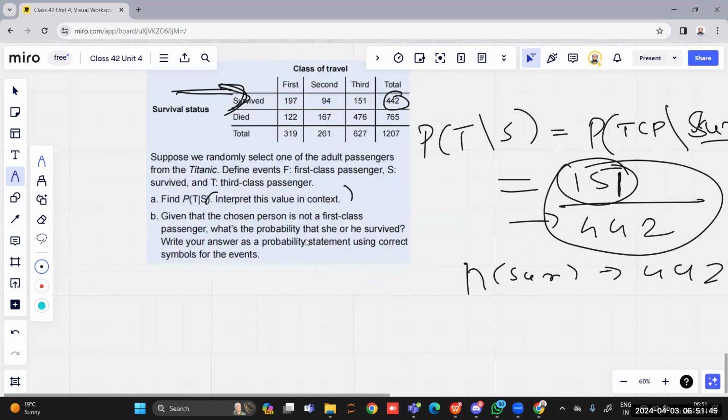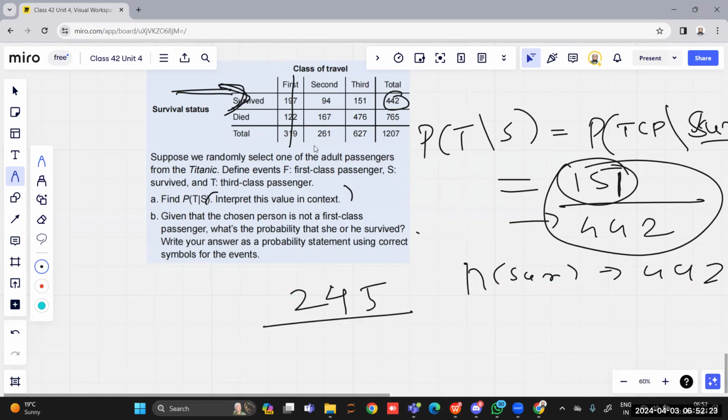Now, given that the chosen person is not a first class passenger, what's the probability that she or he survived? Not a first class passenger means we have to reread this. It's just 151 plus the 94, which will be 151 plus 94. Correct. It will be 245 out of 442.